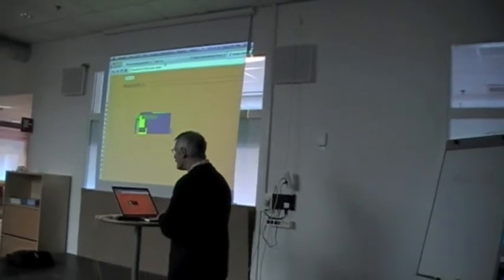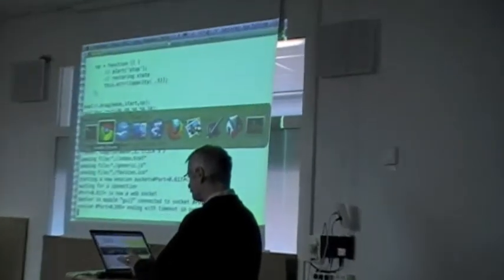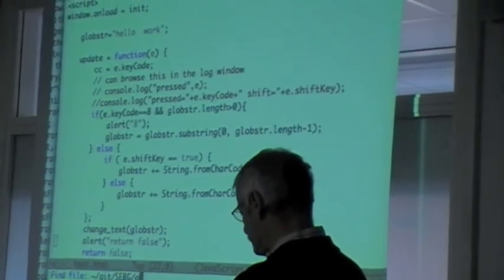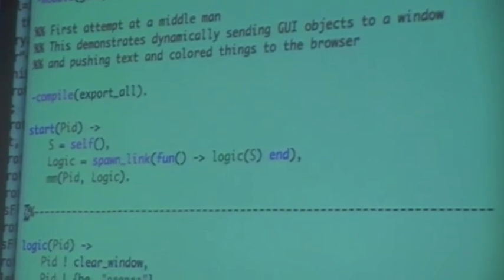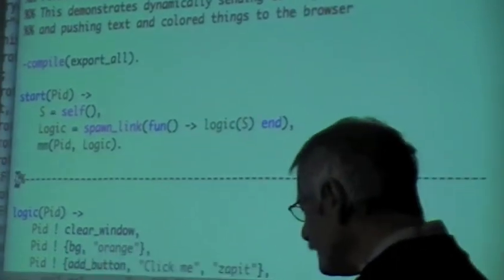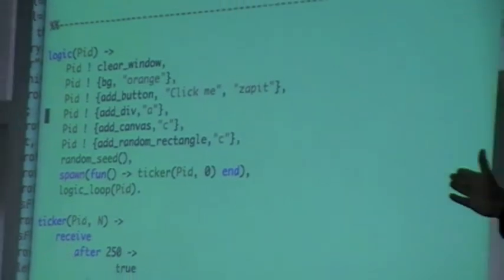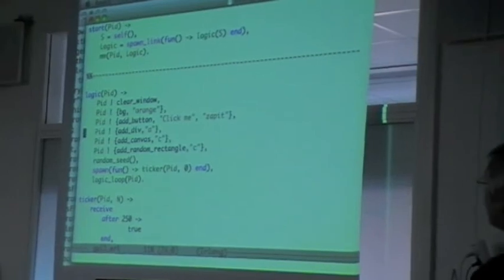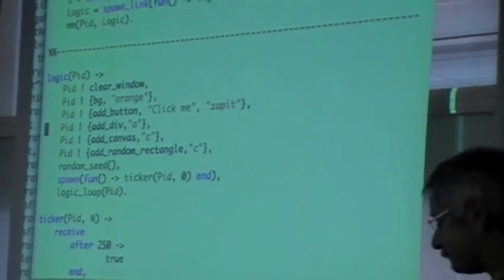Here they are. In fact, if you look at the code, where's the code here? Emacs. If you look at that code, GUI. Remember I said there should be a black box and you send it a message and you send it Erlang in and JavaScript will come out? Well, here's the black box, here's the stuff that goes into the black box. I'm sending the black box messages like clear window, background orange, add a button, click me, which will send a zap it message back to me when you click it, add a div called A, add a canvas called C, add a random rectangle to C. So that's what goes into the black box.